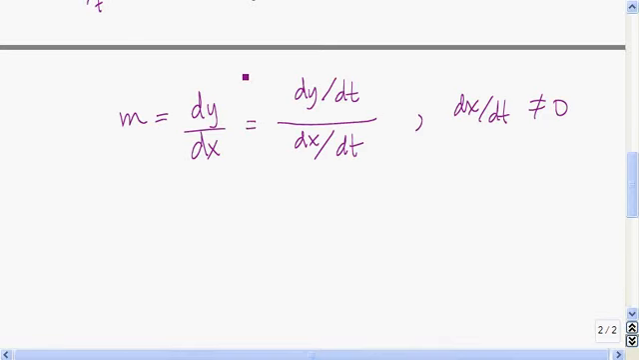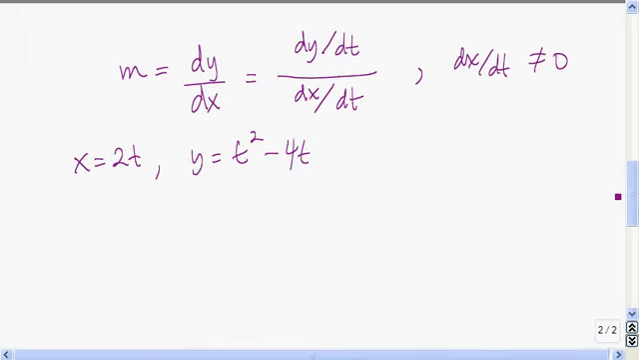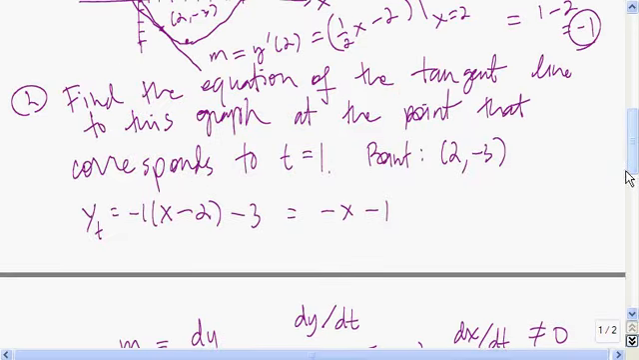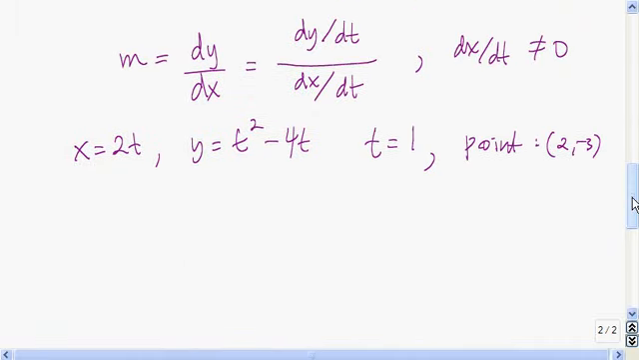Okay, so the formula, which we'll prove at the end of this video, dy dx is simply equal to the derivative of y with respect to t divided by the derivative of x with respect to t. So in this problem here, we have x is equal to 2t, y is equal to t squared minus 4. And we wanted to find the equation of the tangent line at the point that corresponds to t equals 1. That point was (2, negative 3). Okay, so all we need to find the equation of a tangent line to the graph of any set of parametric equations is this information here.